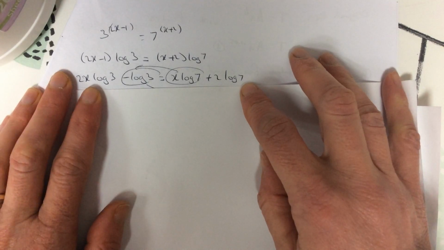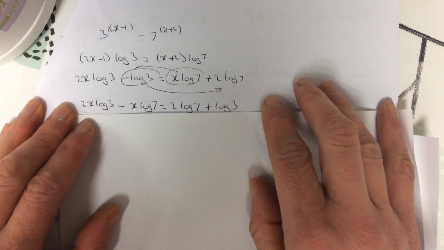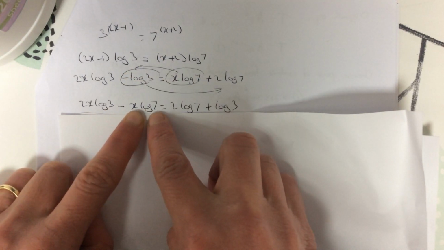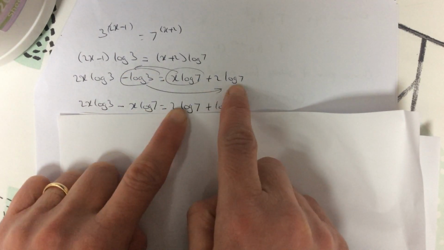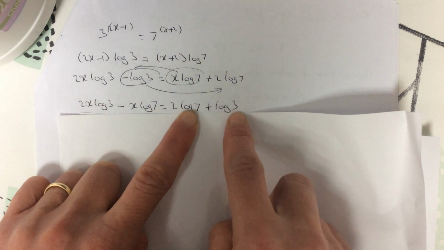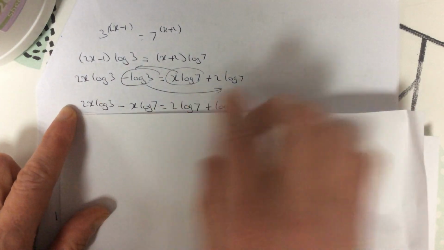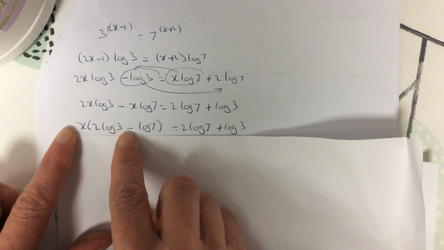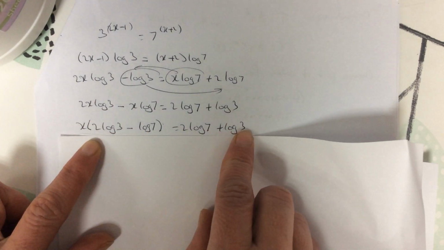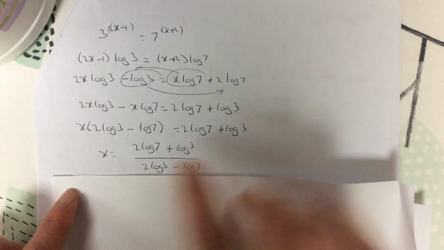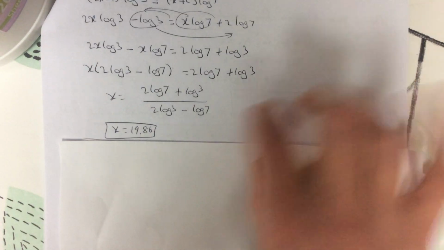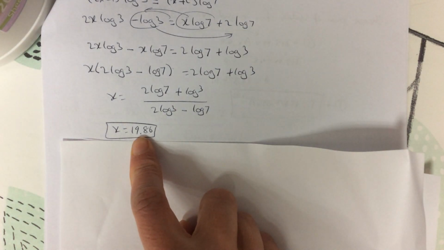Now I'm going to put x on one side, numbers on the other. So 2x log 3 is fine. This one comes across as a minus x log 7, equals 2 log 7. This one comes across as an add log 3. Now you factorise out the x, leaving you 2 log 3 minus log 7 equals this side. Now I'm going to bring this bracket across and divide. Put that into the calculator and you should get this answer out.